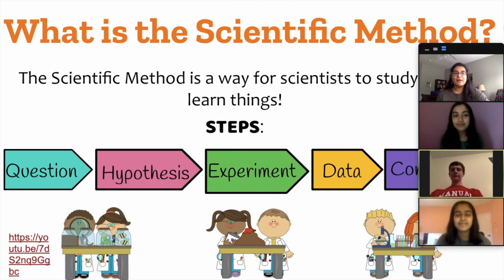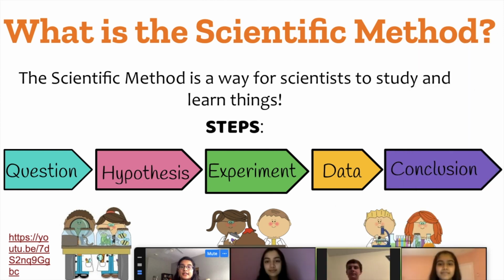So the scientific method is a way for scientists to study and learn things. There are 5 steps to it: the question, hypothesis, experiment, data, and conclusion. And we'll be going through each of these steps. That's great. The scientific method will really help me complete my experiment. So do I just jump into forming my question?